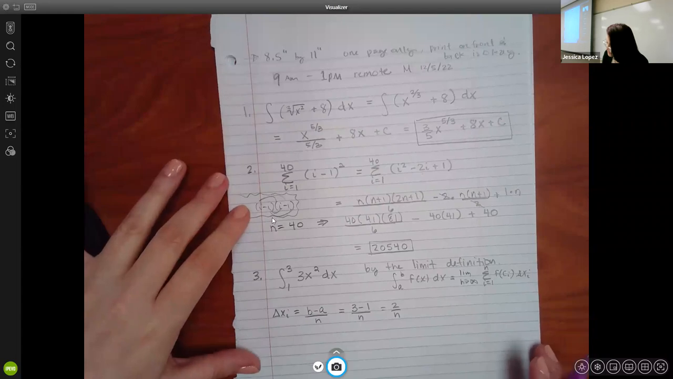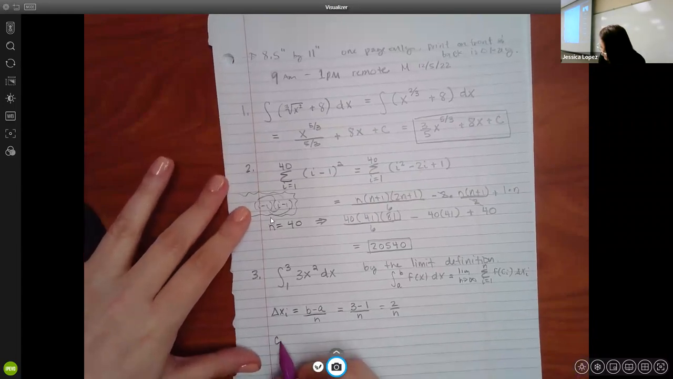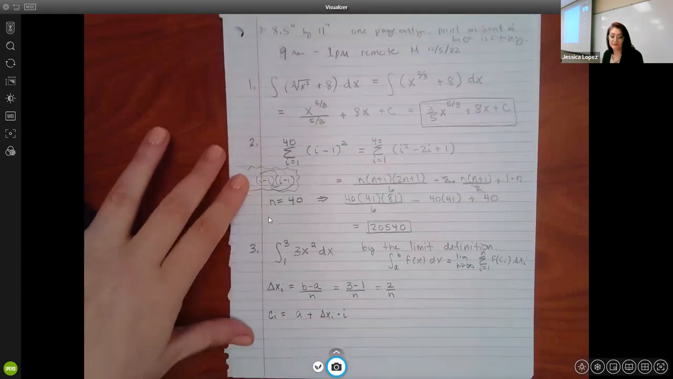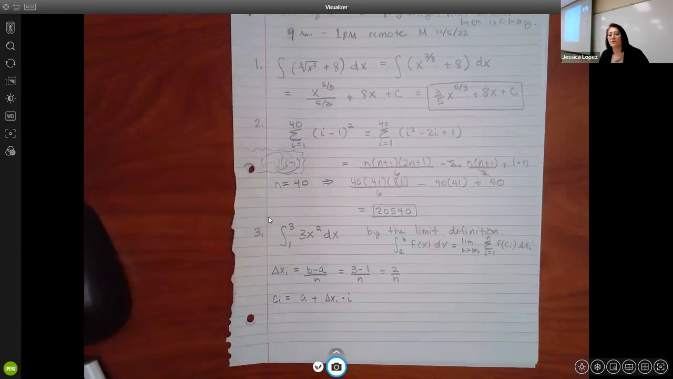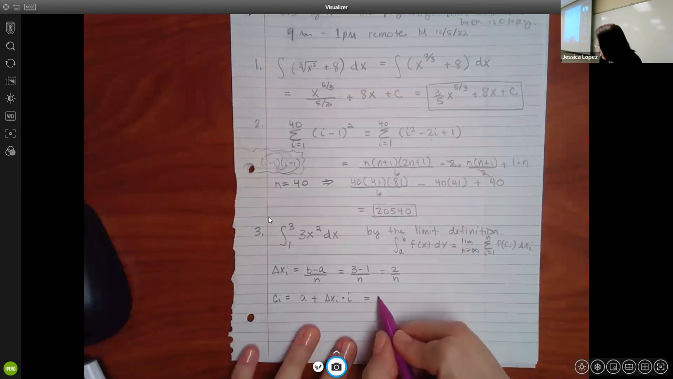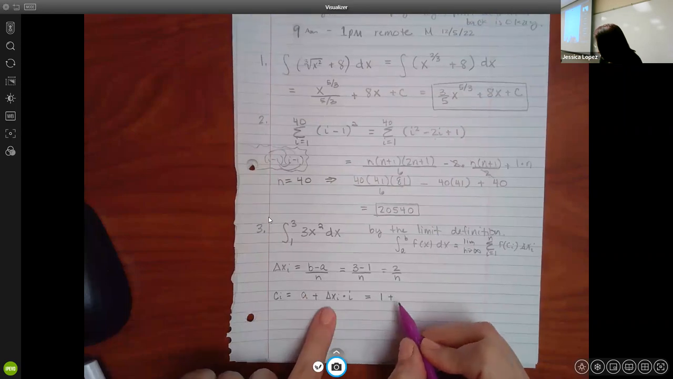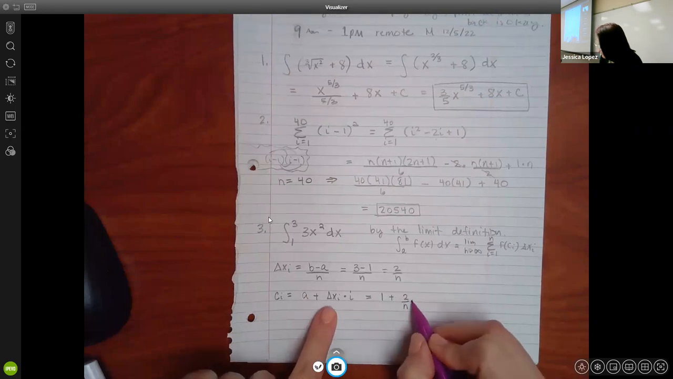So it's a little bit weird, but ci is going to be a plus this thing times i. I'm trying to write it in a way so it doesn't look confusing. Because you're supposed to start at this lower bound, right? You don't start before that. So you shouldn't be using any x values before the 1. You should be starting at the 1, okay? And since your summation is going to start at 1, it'll keep giving you each of those little rectangles. So in this case, it's going to be my lower bound, which is 1. My delta xi was 2 over n. And then I have to multiply that by i.